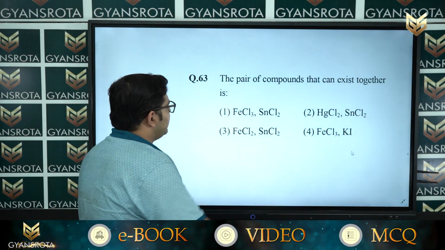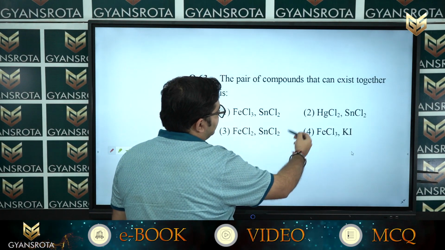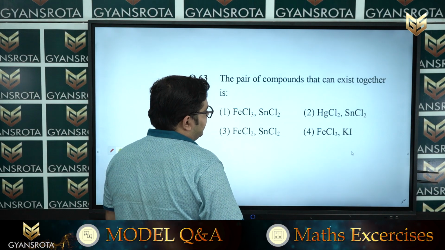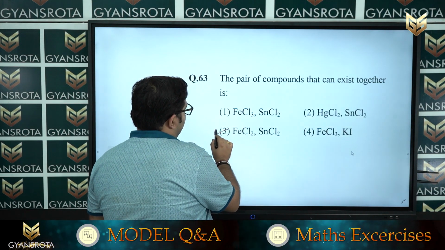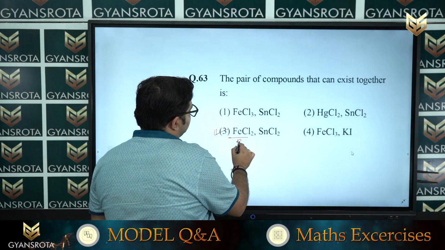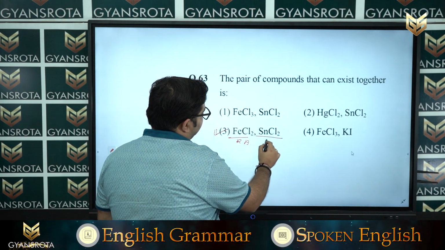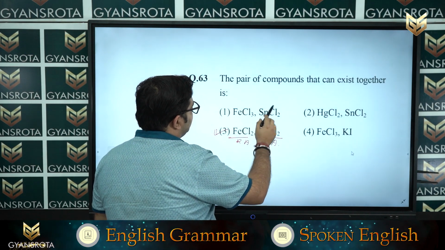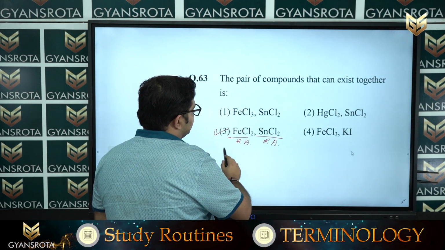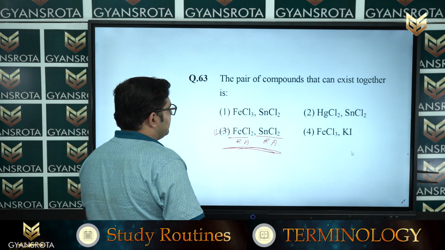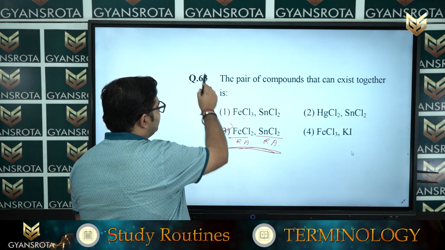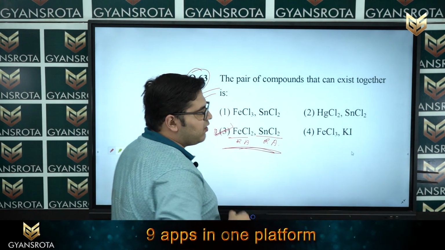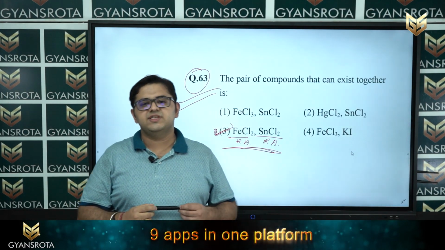If you see here, this one is an oxidizing and reducing agent, here also oxidizing and reducing agent is present. But if you see in option number 3, this also acts as a reducing agent and this is also a reducing agent. So, they are saying that the pair of compounds that can exist together is these, which are both reducing agents, and your option number 3 is the correct answer of your question number 63. So, now we are moving to the next question, that is question number 64.